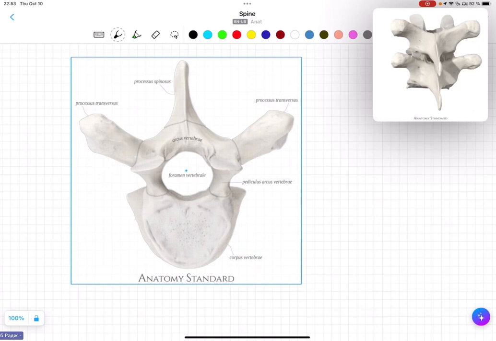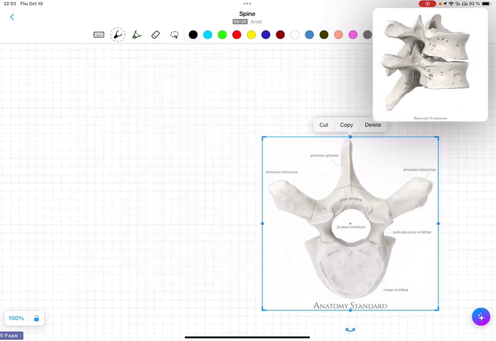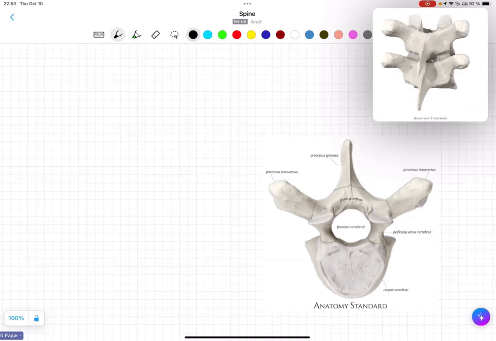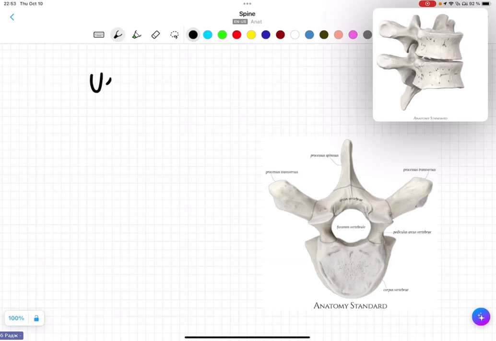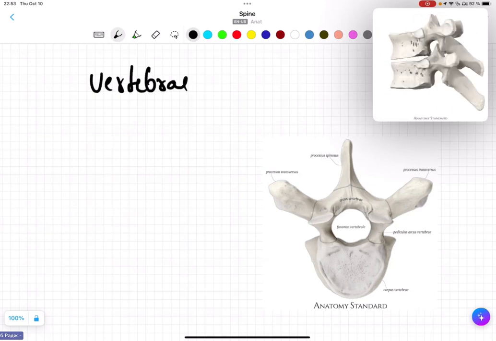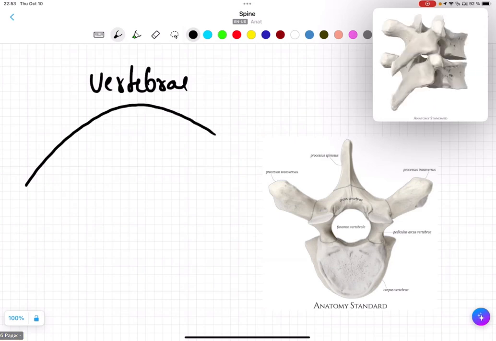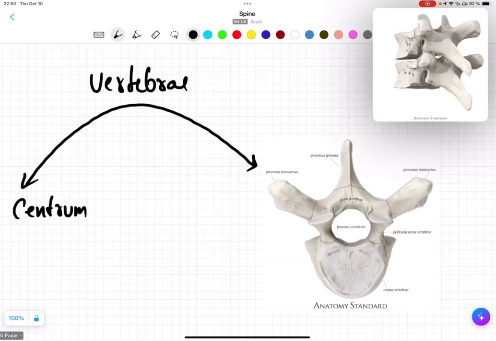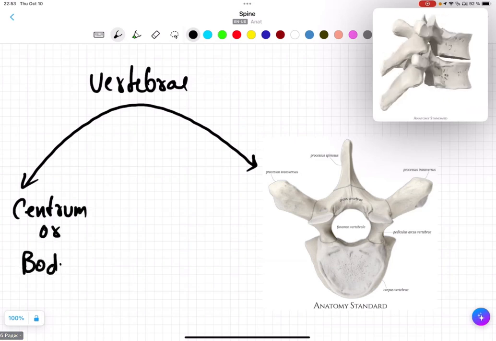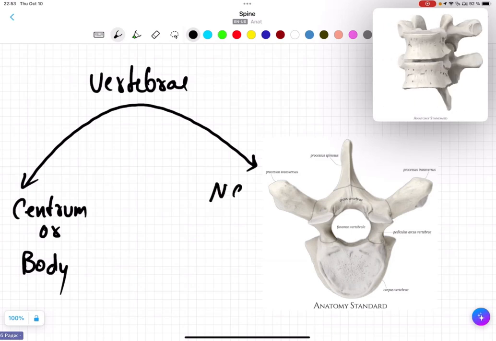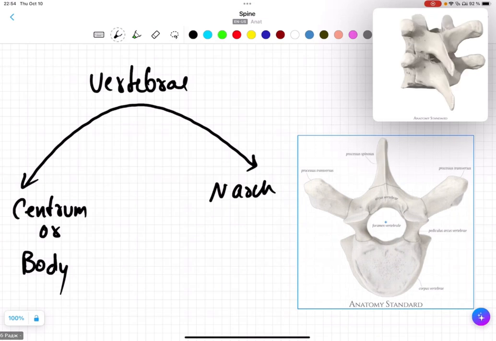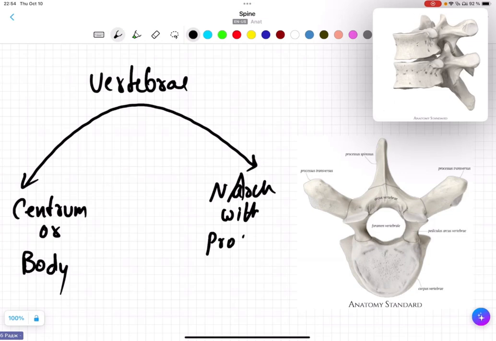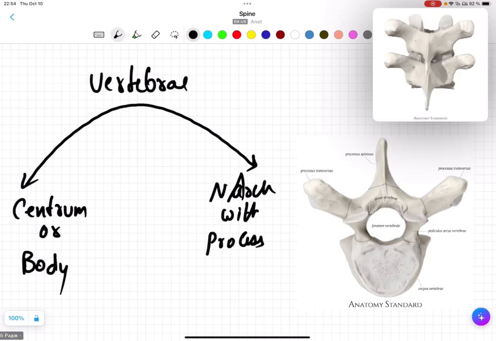Before I tell you about the structures of the vertebrae in detail, let's first see the classification. Not the classification of the vertebrae we have already studied, but about the parts. So see, if this is your vertebra, it will have two parts: centrum or body, plus neural arch with processes. What do I mean by this?